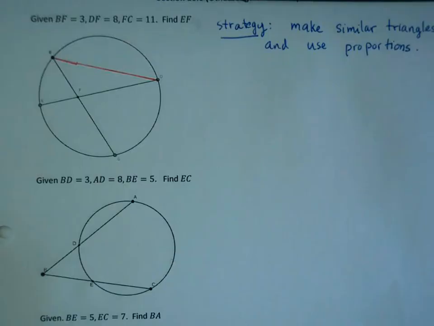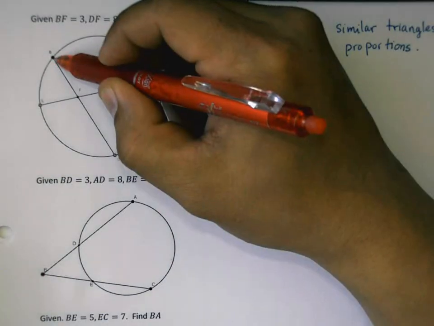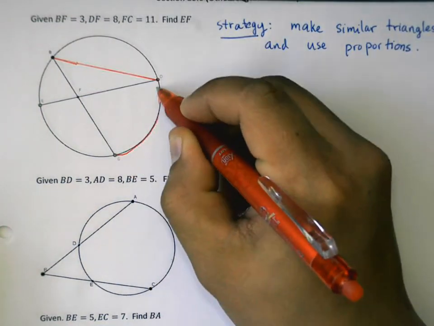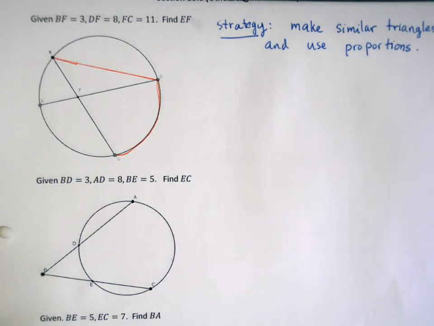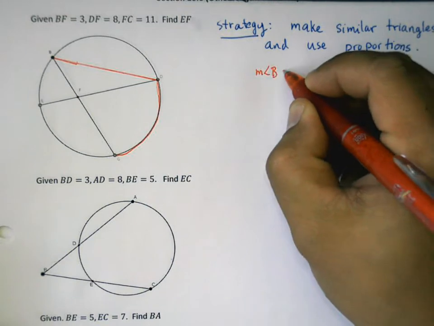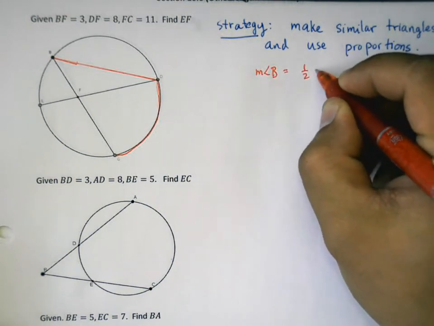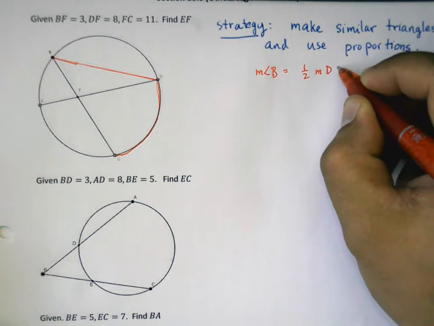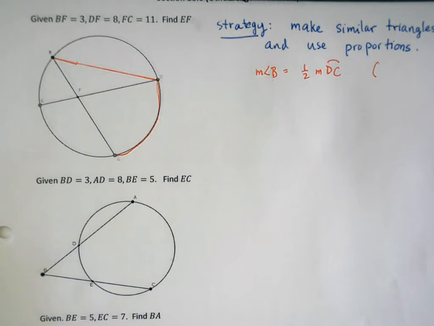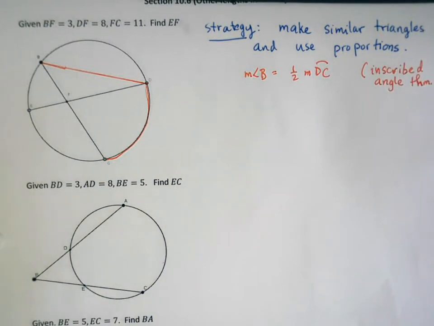And from this new connection, I have an angle B here, and if you notice, B intersects arc DC. So we know that angle B is equal to 1/2 the measure of arc DC, and this is a theorem that we've worked with and proved in a previous lesson. This is the measure of an inscribed angle. We call it the inscribed angle theorem.